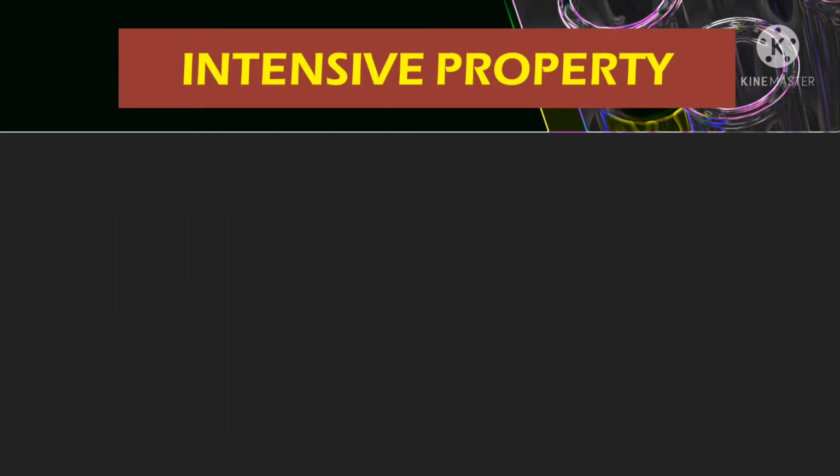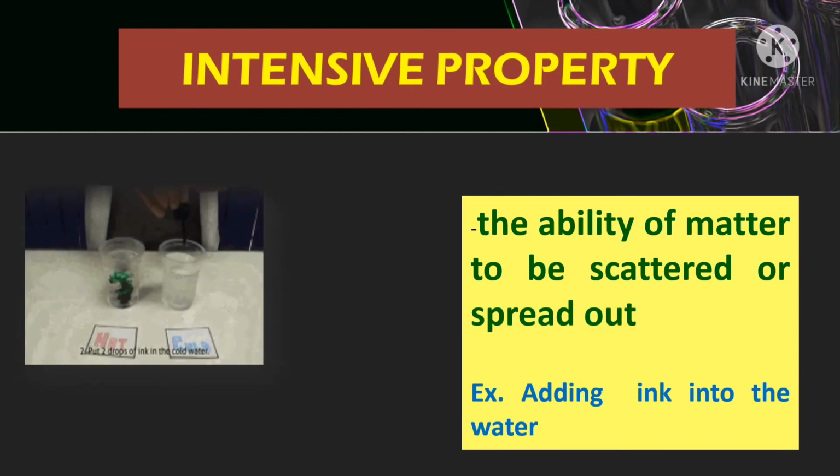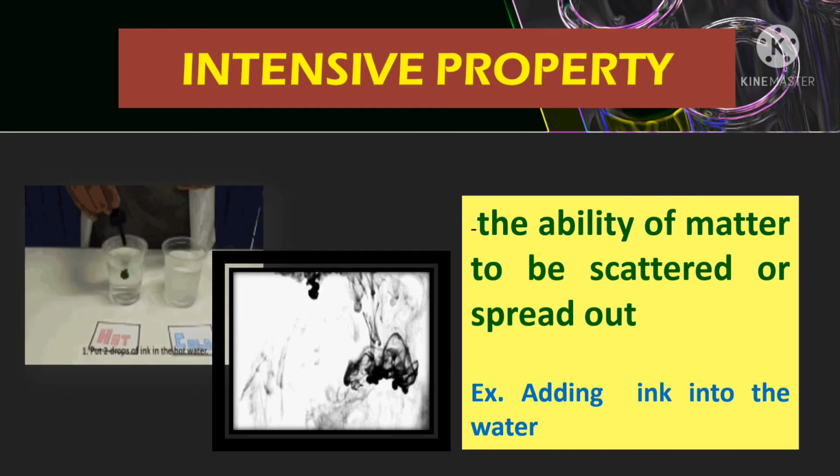Let me give you another example of an intensive property. It is the ability of matter to be scattered or spread out, like adding ink into the water. Take a look at this one. Do you have any guess what intensive property this is?